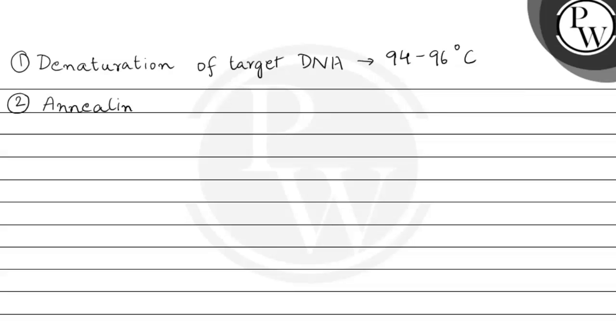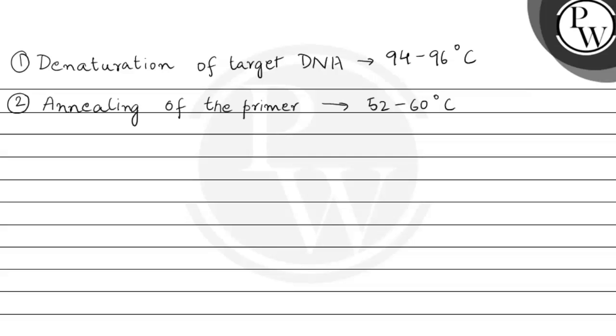So a primer is designed which is complementary to the target DNA sequence, and this primer anneals to the separated DNA strand at a temperature of 52 to 60 degree centigrade. Again, this is a much higher temperature than the average body temperature or the room temperature. That is, 52 to 60 degree centigrade is the temperature at which the primers will anneal with the target DNA sequence.